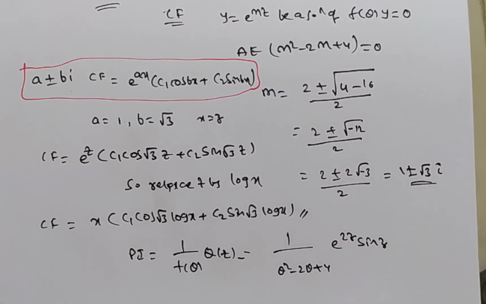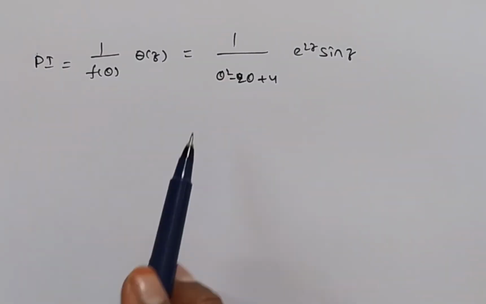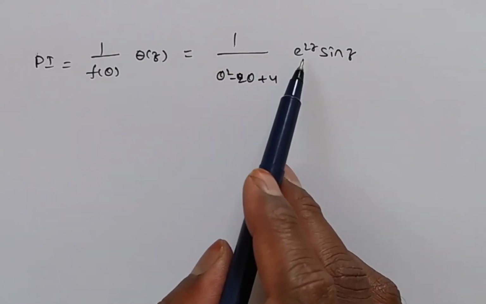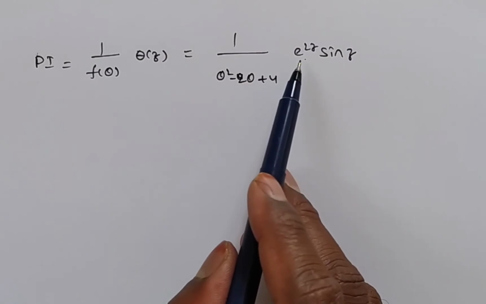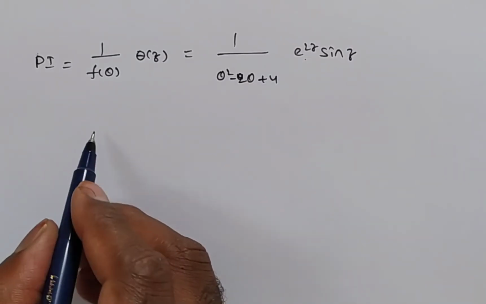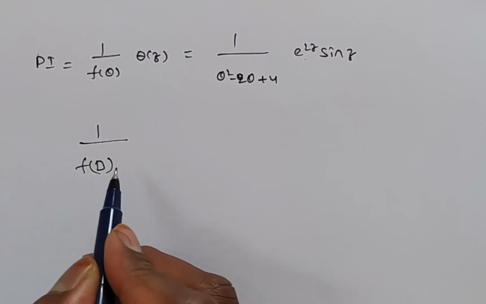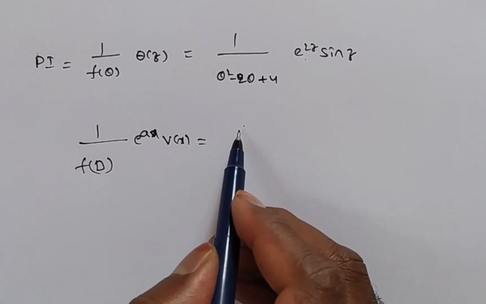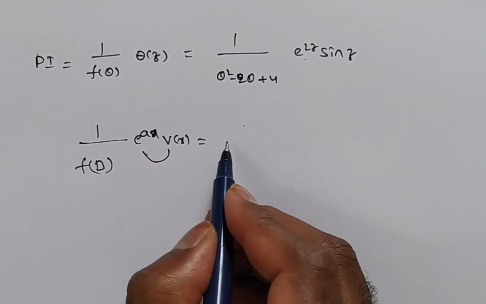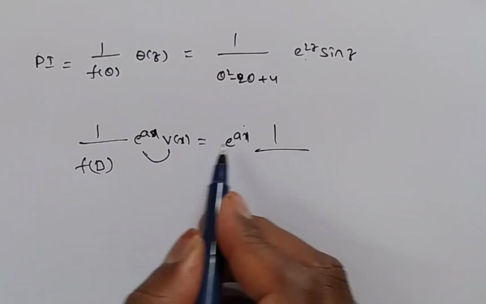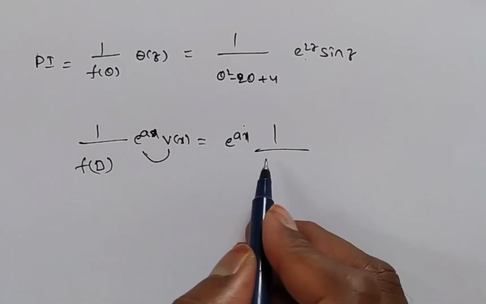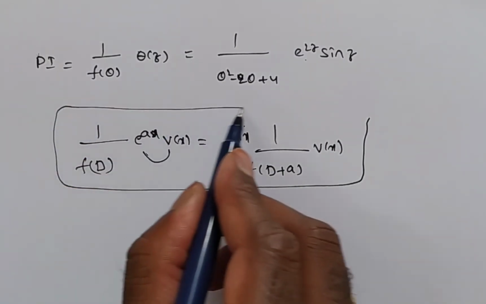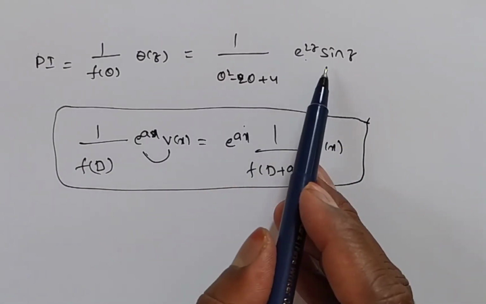Now we have to simplify this particular integral. This particular integral is in the form of 1 by f of D into e power ax into v of x. Whenever you have 1 by f of D into e power ax into v of x form, then we have a product of two functions. First you apply the operator on e power ax, then e power ax will come to the left side, and in place of D we will write D plus a into v of x. This is the shortcut formula to solve this type of problem.